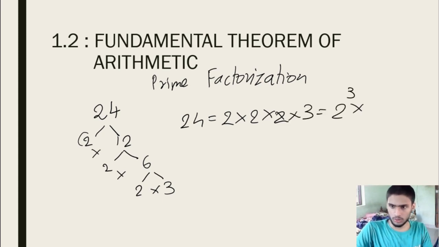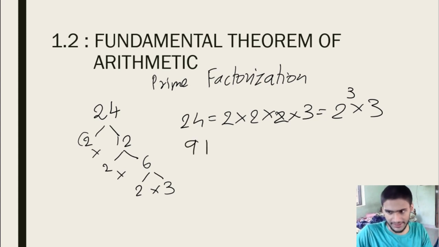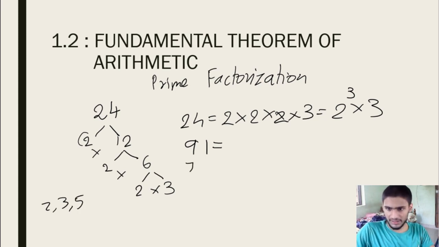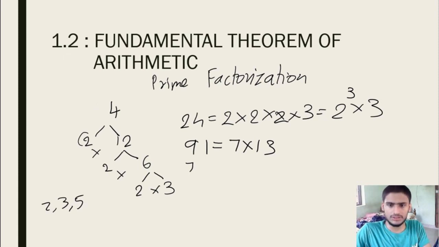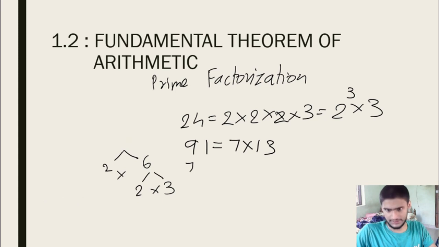You can write it as 2 raised to 3 times 3. And say you use another number, let's say 91. 91 is an interesting number because it does not go in 2, 3 or 5. You can divide it by 7 and you'll get that it is 7 times 13. You can try it out yourself, you know all of this. There is no surprise here, but I want you to notice something else that's very interesting.